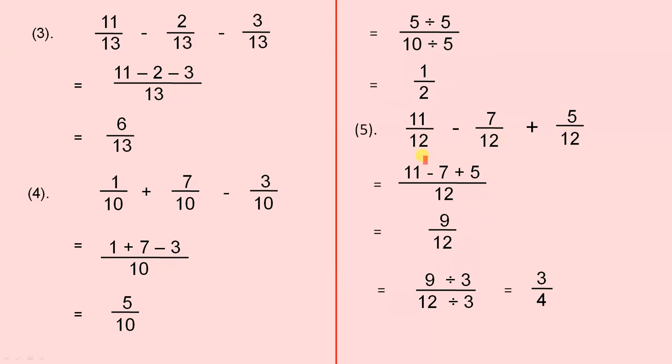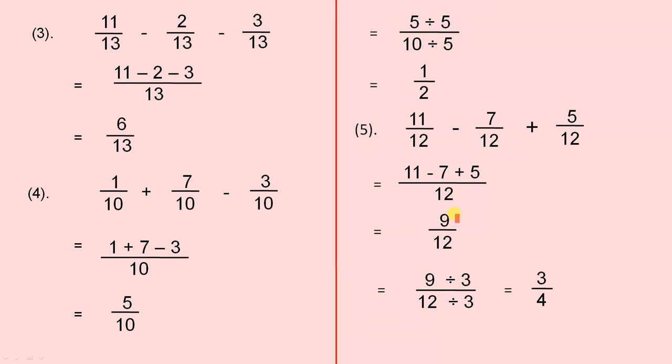This sum here, denominator is the same. 11 take away 7 plus 5. 11 take away 7 is 4. 4 plus 5 is 9. So it's 9 over 12.